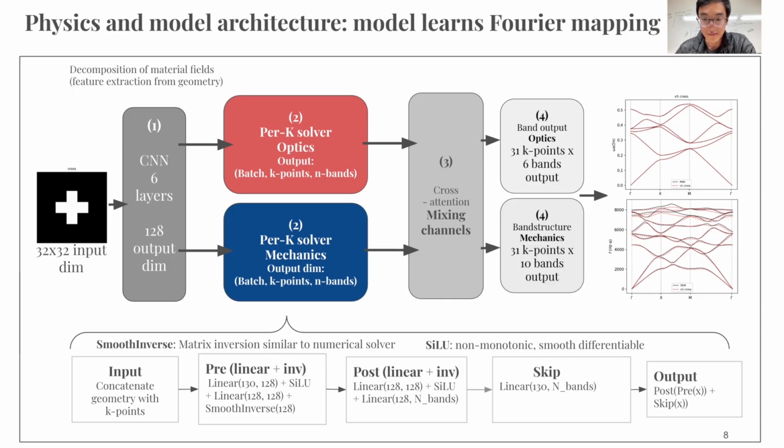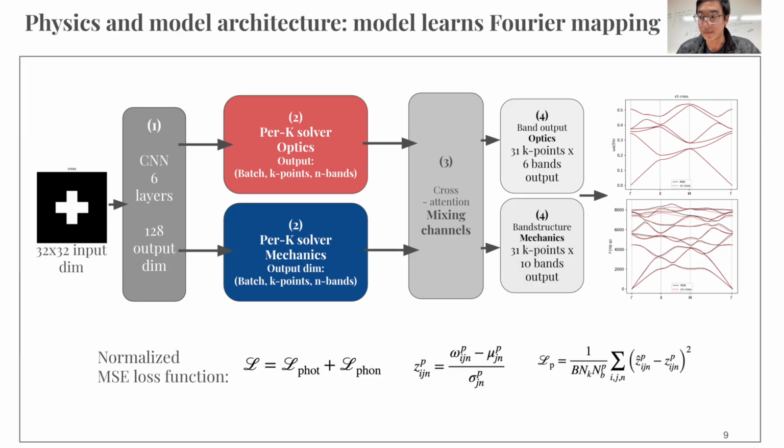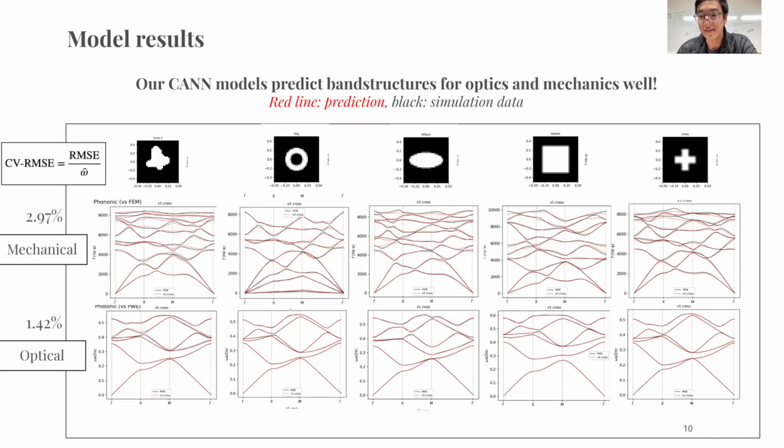The SiLU activation function is smooth and differentiable everywhere and non-monotonic, so this is appropriate for modeling band structures. As for the sigmoid activation function, we use this to gate the mixing between the optics and mechanics, because the same geometry can have perturbations that affect both physics simultaneously. This model minimizes the mean square error for the normalized frequency over each band.